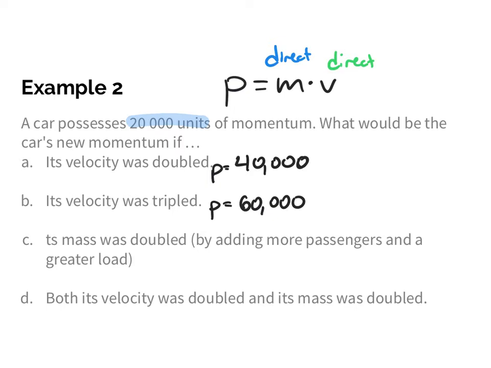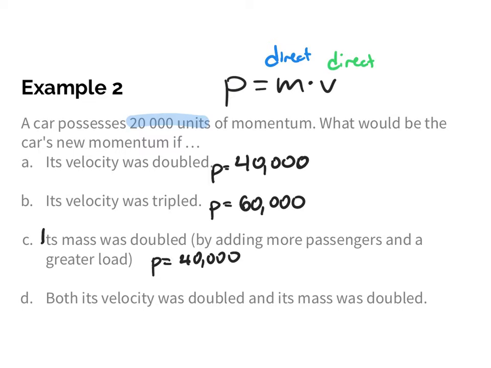Same thing is true if I were to double its mass. If you make something bigger, it's going to have more oomph to it, it's going to have more momentum, it's going to be harder to stop. So doubling the mass is also going to have a direct impact. So if I double the mass here, it'll give me an overall momentum of 40,000 units.